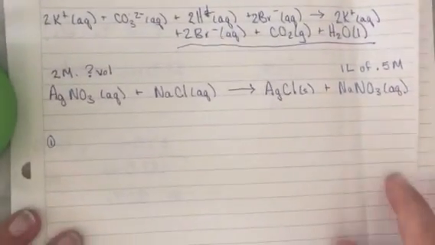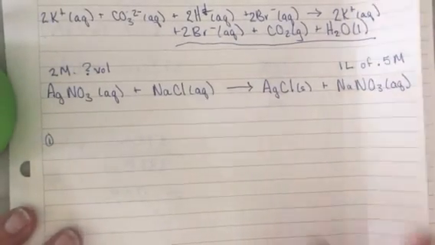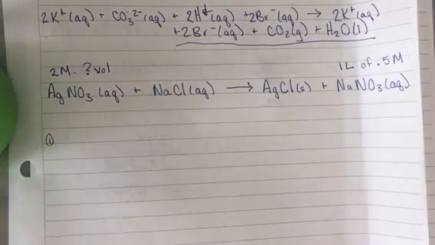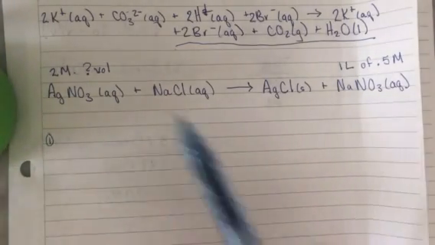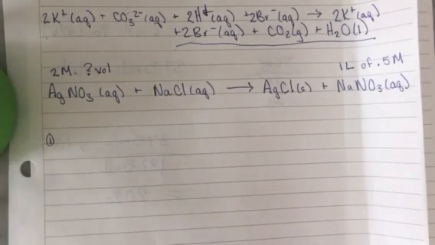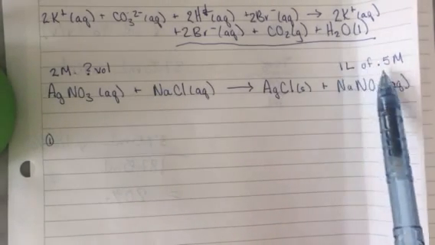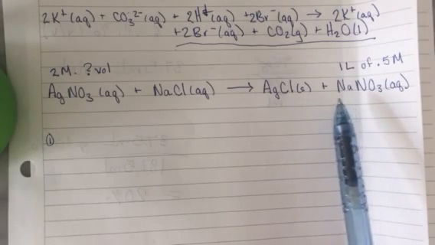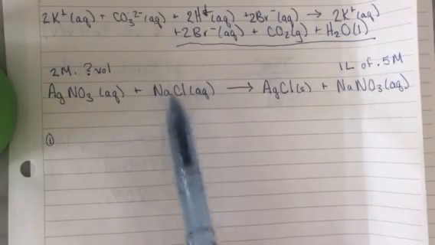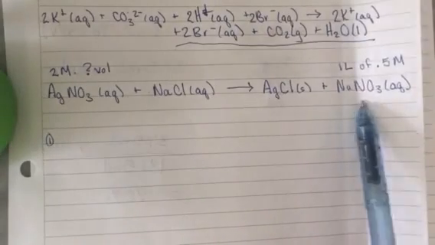Okay, let's do a couple more math problems. Again, this should help you with your homework. What volume of silver nitrate is needed to completely react with enough salt, sodium chloride, to give you 1 liter of 0.5 molar sodium nitrate?